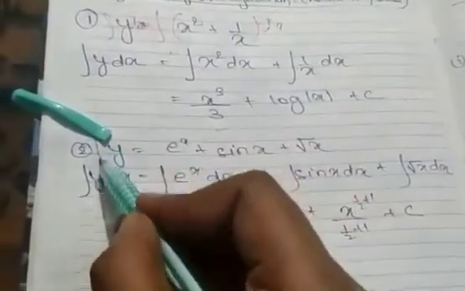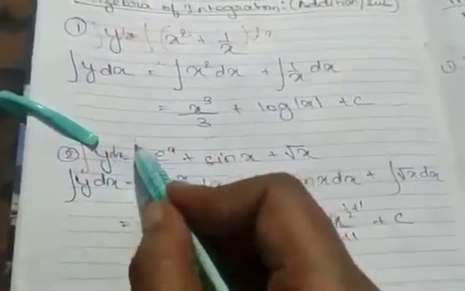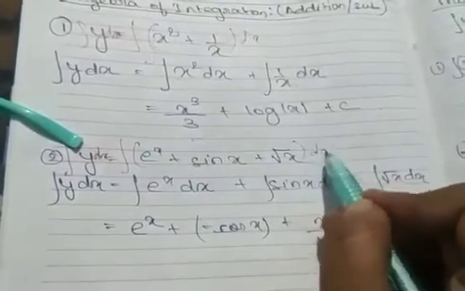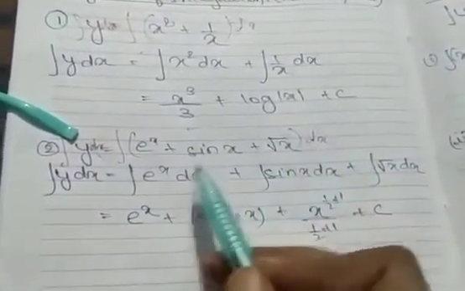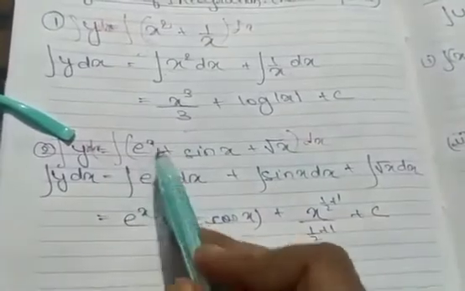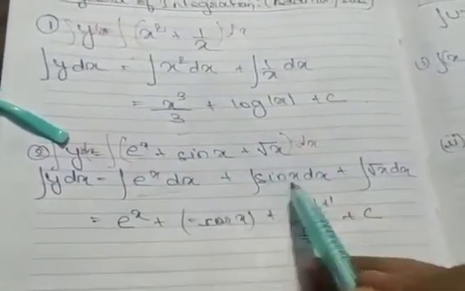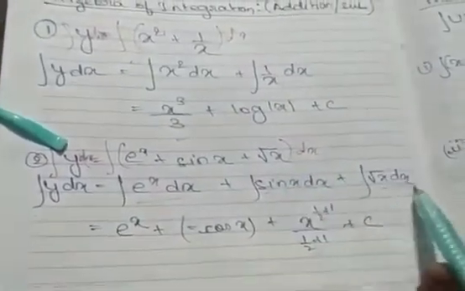If I want to integrate it with respect to dx, what will I do? I'll take this whole function and integrate it dx, integrating both the sides. So what I have to do is just separate it: integration of e to the power x dx, integration of sin x dx, integration of root x dx.